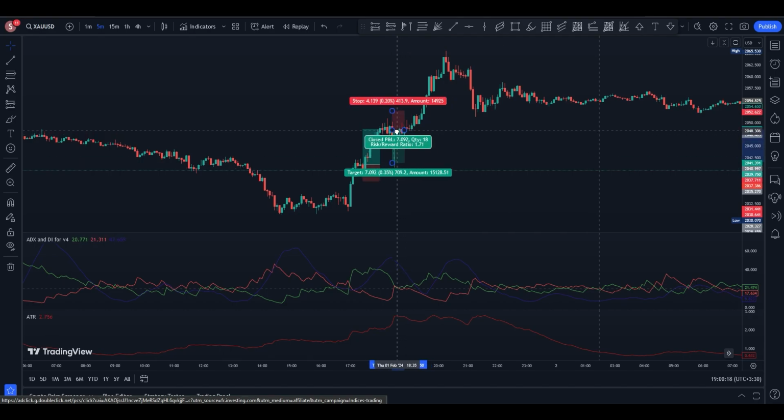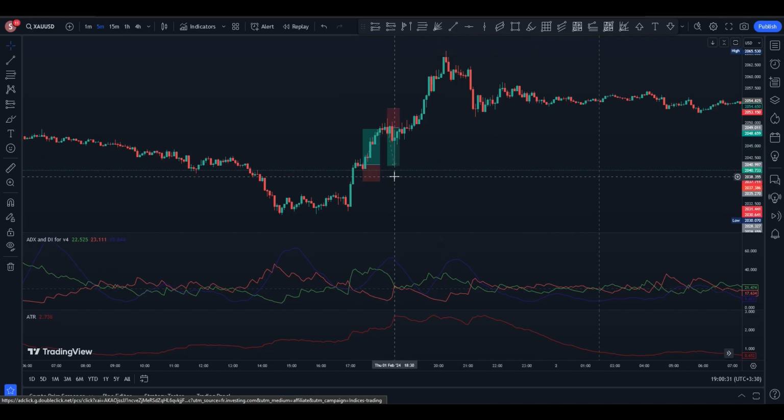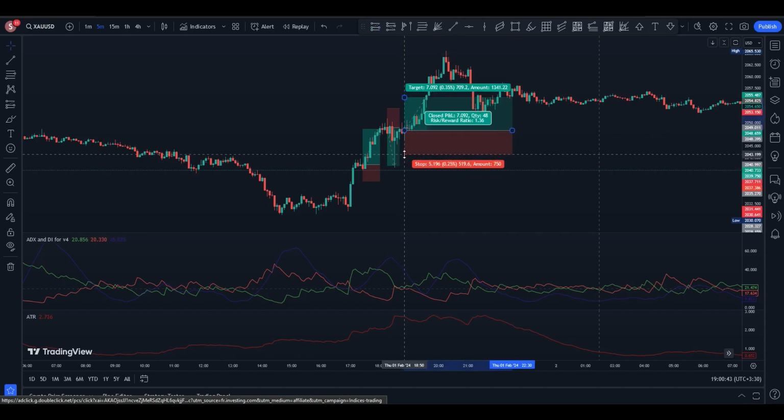You know, enter for a short trade here. I use 2 multiply of ATR. Well, it hit our target, and enter for a long trade again here. Well, it hit our target again, around 5. Yep.